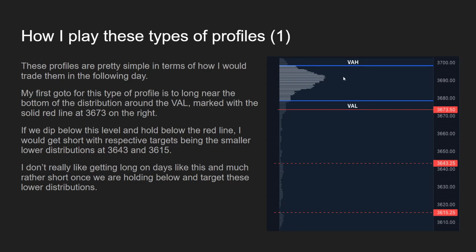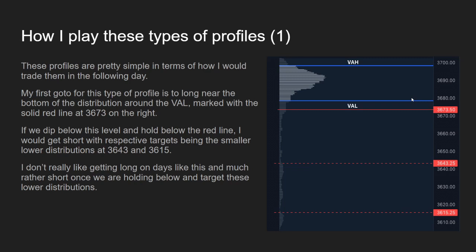My first go-to for this type of profile obviously is to long near the bottom of the distribution around the value area low. This is the area that is marked in the red solid line at 3673.50. My first play, hopefully, so let's say the market opens above 3700 into 3710, whatever. My first play obviously would be to try and long at 3673.50.